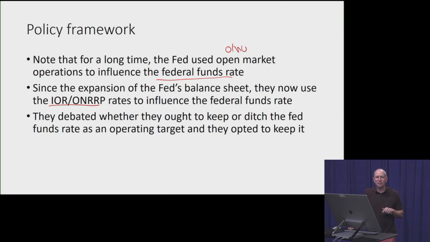the federal funds rate. And a little interesting aside here is they had a debate as to whether they should ditch the federal funds rate as their operating target and move to the IOR, ONRP rates, or to keep the federal funds rate. And so what they ended up doing is, after some debate, they ended up keeping it.